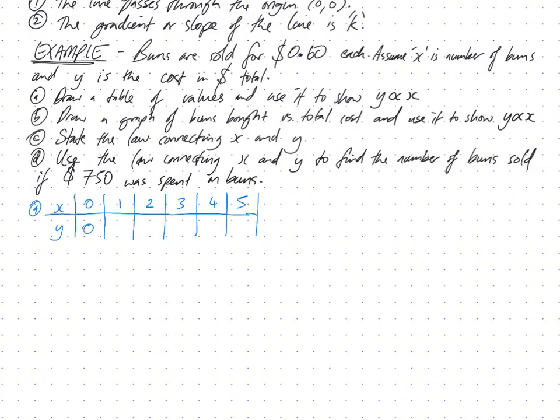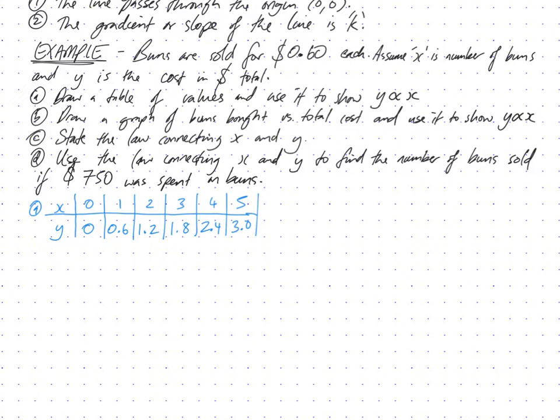If I buy 1 bun, it's going to be 0.6. If I buy 2 buns, it's going to be 1.2. If I buy 3 buns, it's going to be 1.8. If I buy 4 buns, it's going to be 2.4. And 5 buns, 3.0. So if we look at this table of values, you're going to notice a pattern here.